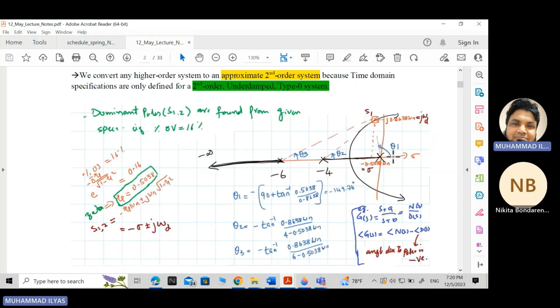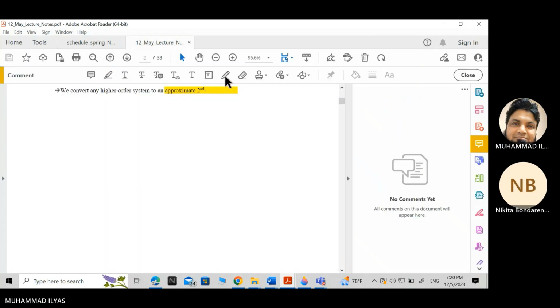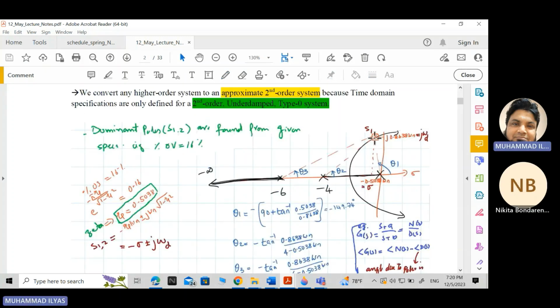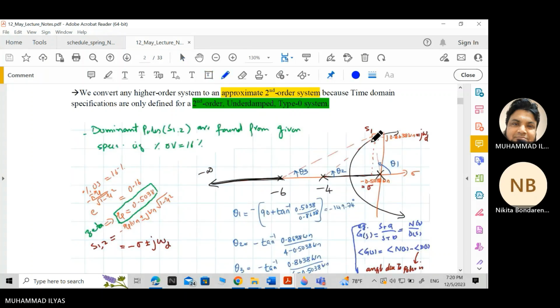The root locus is here, and the zeta line is this one. Let me draw it. So this is the zeta line. This is the zeta line. Right.